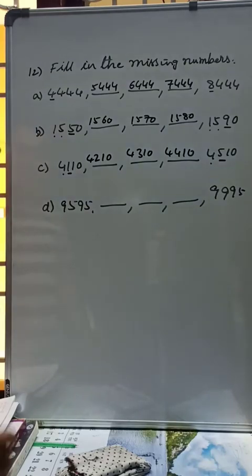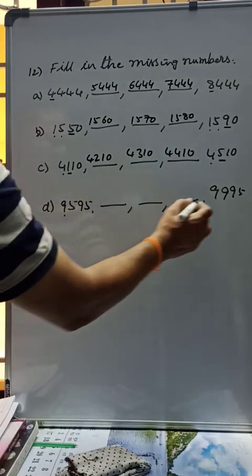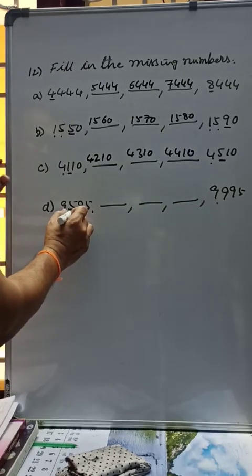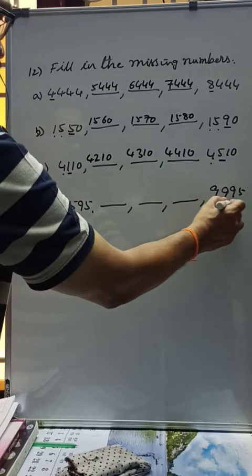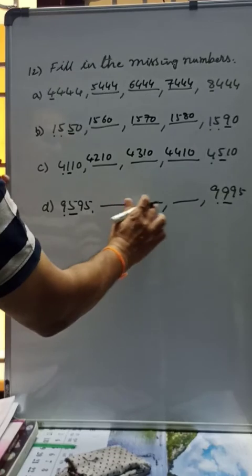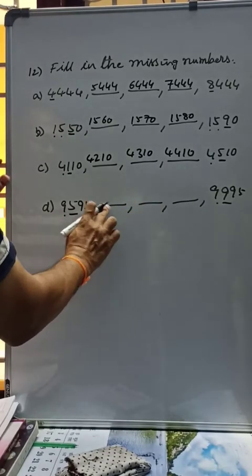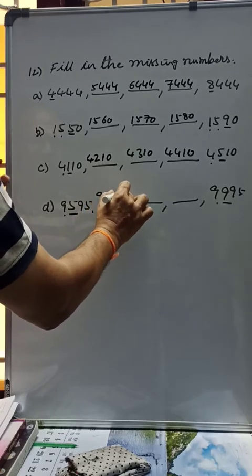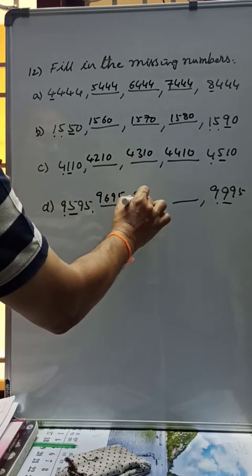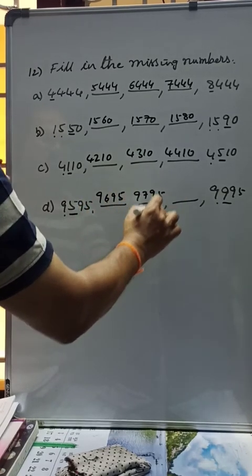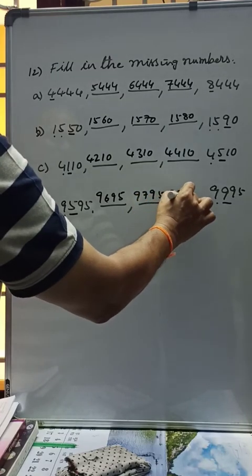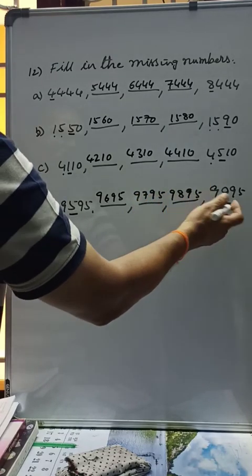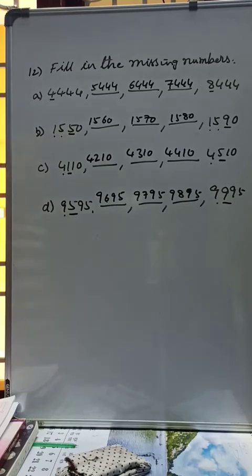Coming to D, we have the thousands places are same. In the hundreds place we have 5 and 9. After 5 we can write 6, 7 and 8. So in place of 5 we have to get 6: 9695. After 6, 9795. After 7, 9895, and followed by 9925.